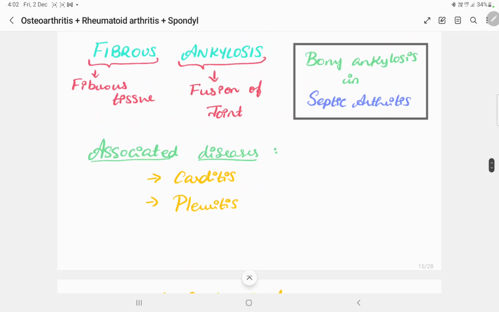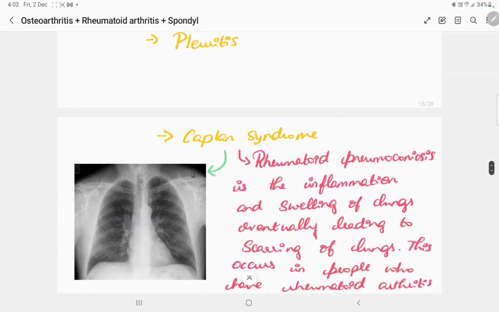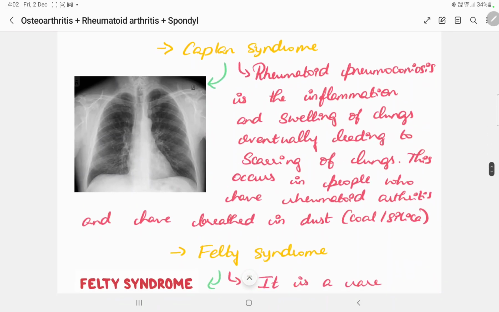The other associated diseases would be carditis and pleuritis. We already saw there's lung and heart involvement. There's something known as Kaplan syndrome. We're going to see two syndromes, Kaplan syndrome and Felty syndrome. First, Kaplan syndrome, also known as rheumatoid pneumoconiosis. This occurs in people who have rheumatoid arthritis and have been exposed to some kind of dust, such as coal or silica, which normally causes pneumoconiosis. What happens is there'll be inflammation, swelling of the lungs, and then finally there'll be scarring of the lungs, like we can see in this X-ray.